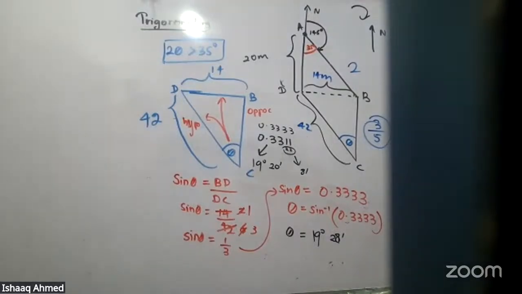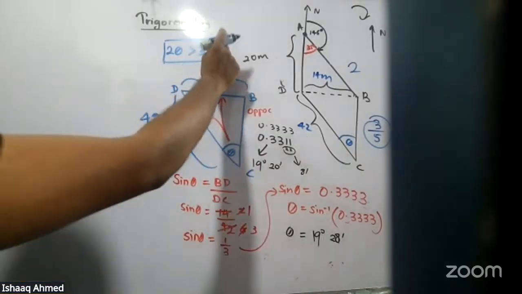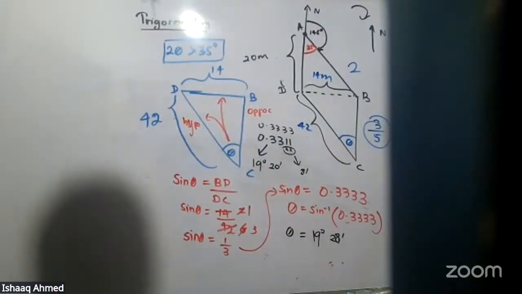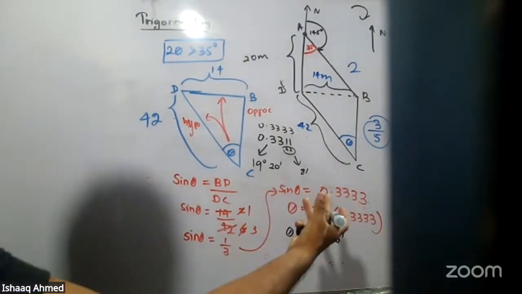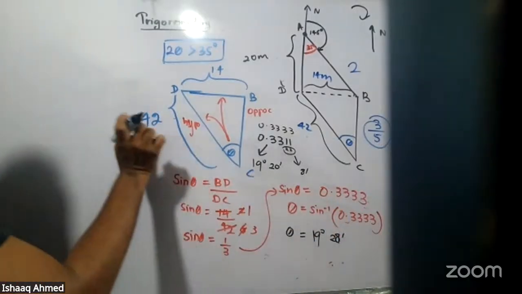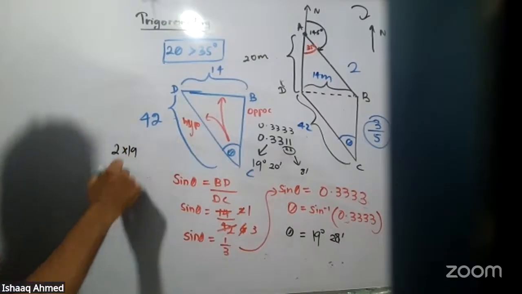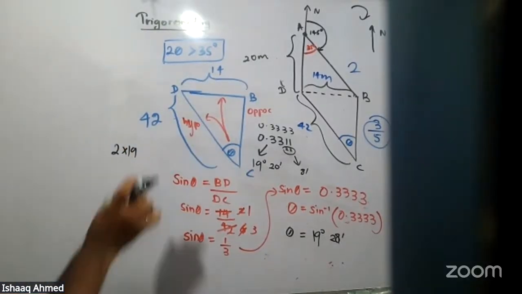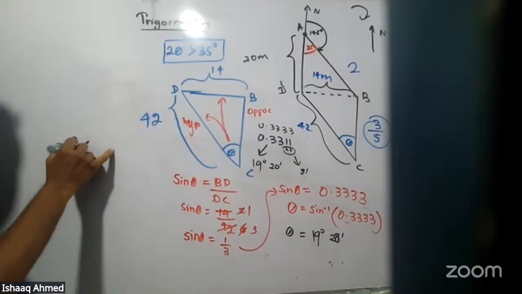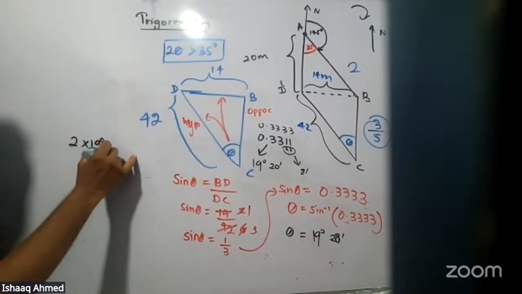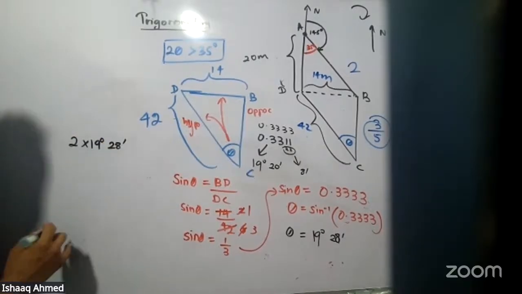Is that the final answer? No, we have to prove this, no? We have to prove 2 theta is greater than 35. So we found theta. Then we'll take 2 theta. So 2 into 19 degrees 28 minutes. I'll write here properly. How much is that?